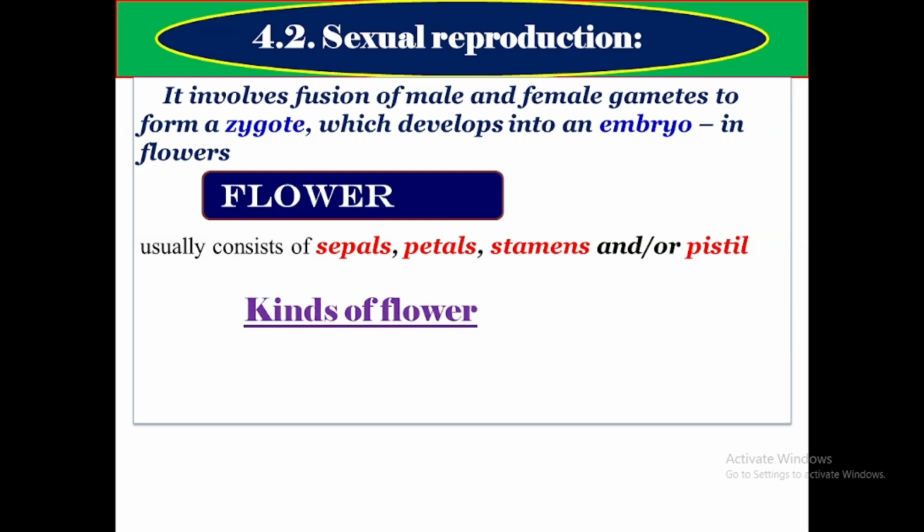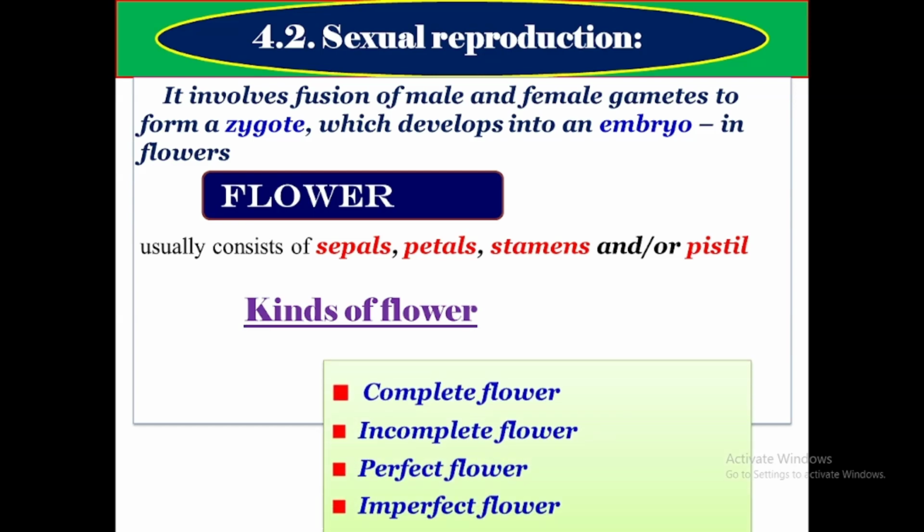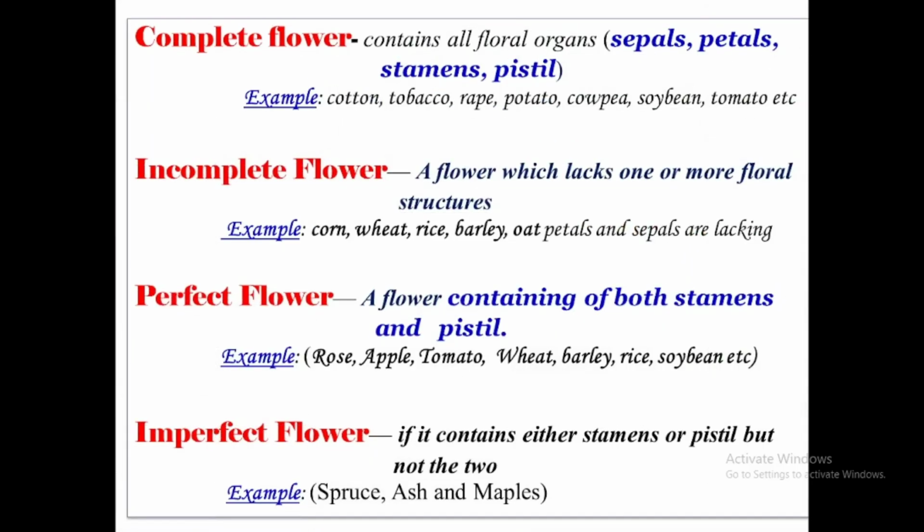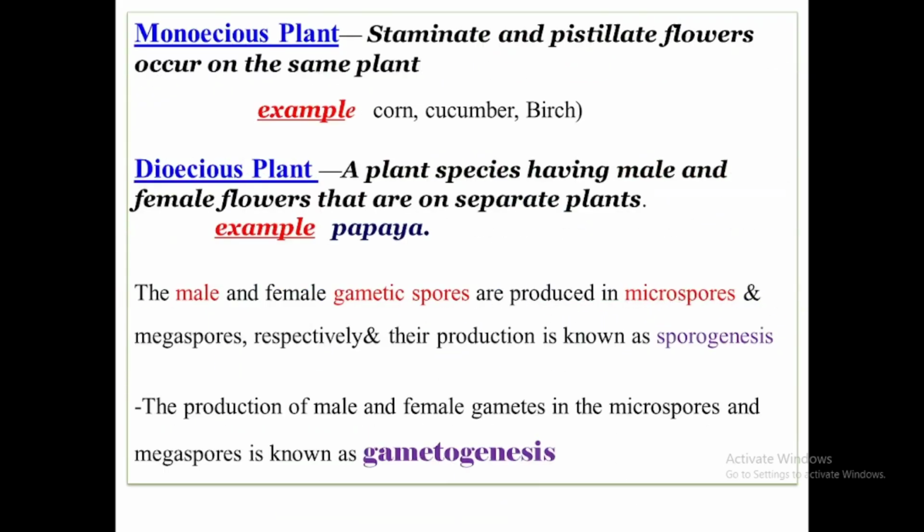A flower usually consists of sepals, petals or their modifications, stamens, and pistil. A flower containing both stamens and pistil is a perfect or hermaphrodite flower. If it contains stamens but not pistil, it is known as staminate, while a pistillate flower contains pistil but not stamens. Staminate and pistillate flowers occur on the same plant in a monoecious species, such as maize, colocasia, castor, coconut, etc. But in dioecious species, staminate and pistillate flowers occur on different plants. Examples: papaya, date palm, pistachio, etc.